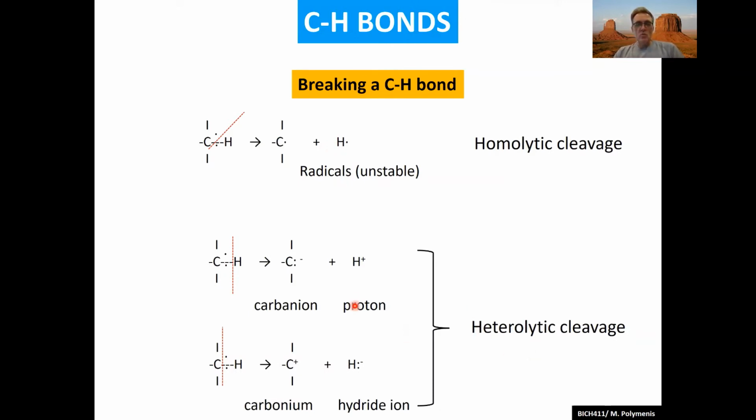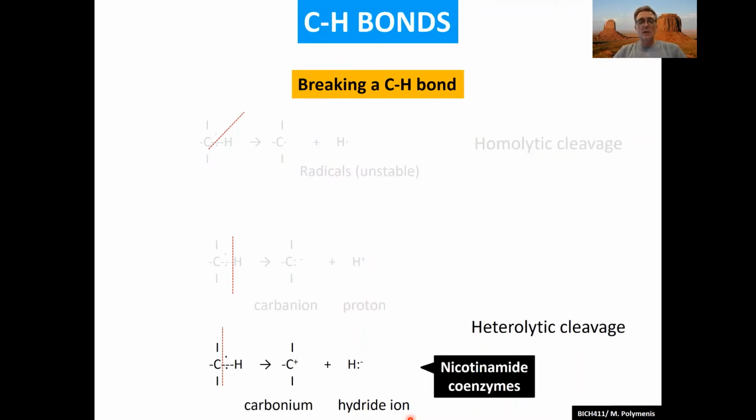The other way is to have one of the atoms picking up both electrons. If the carbon picks up both electrons, it becomes a carbanion. Very common. We're going to see it in many different reactions later in the class. Or the other way is to generate a carbocation where the proton gets the 2 electrons. In that case, you generate a hydride ion. So the carbocation for the carbon, and the hydrogen picks up the two electrons, and that's a hydride ion. And it turns out that this is how NAD or NADP dependent reactions work. The electrons always move as a hydride.